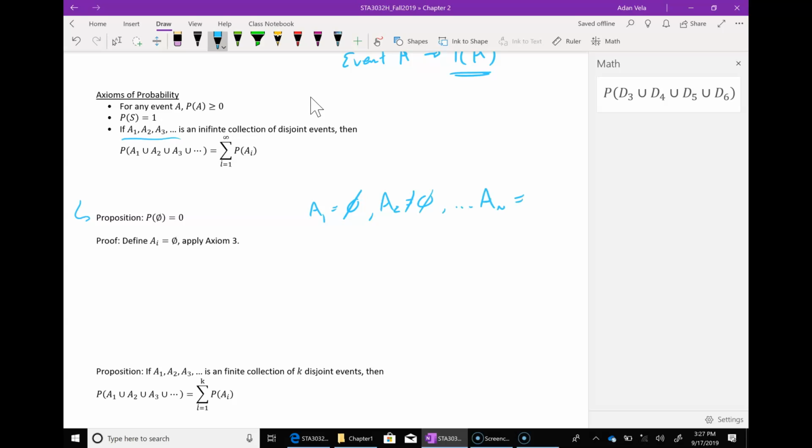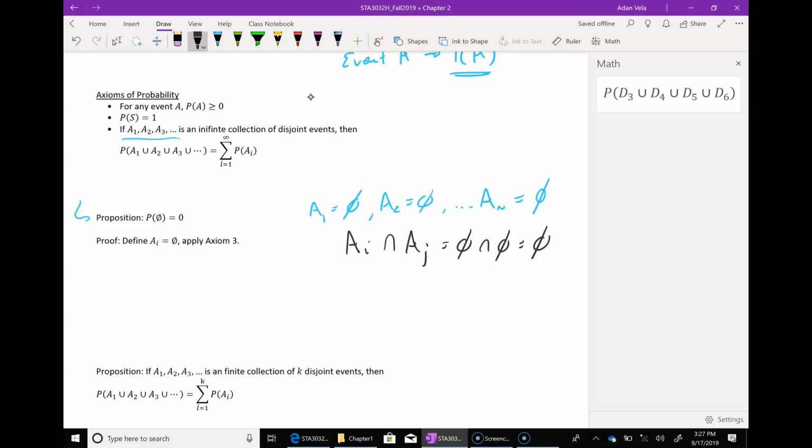and any AN is equal to the null set. We know each of these sets are disjoint because if we take any AI and we intersect it with AJ, we're saying what's the intersection of the null set and the null set? That's just equal to the null set. Nothing intersecting nothing is still nothing. So how does that help us when we apply axiom 3?